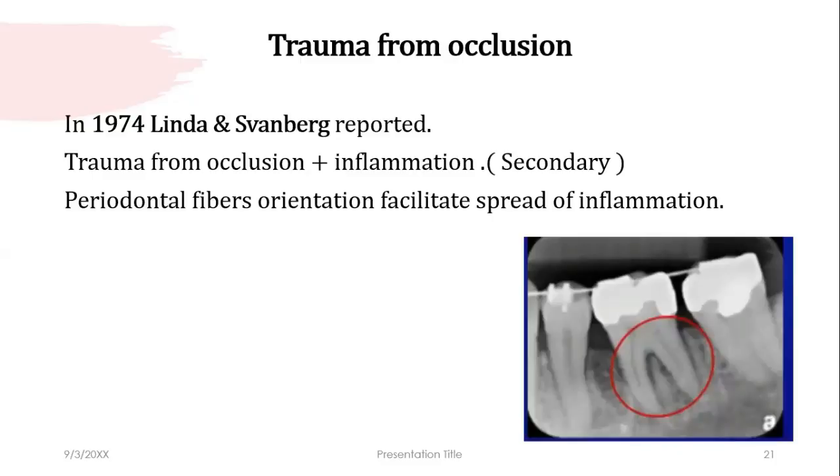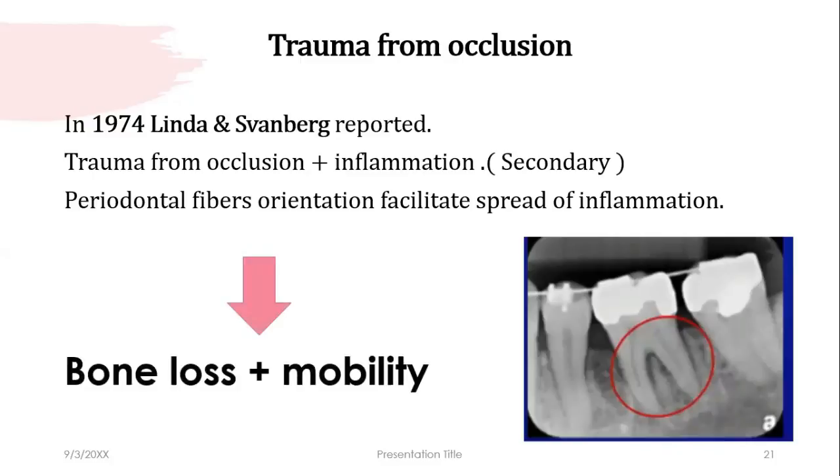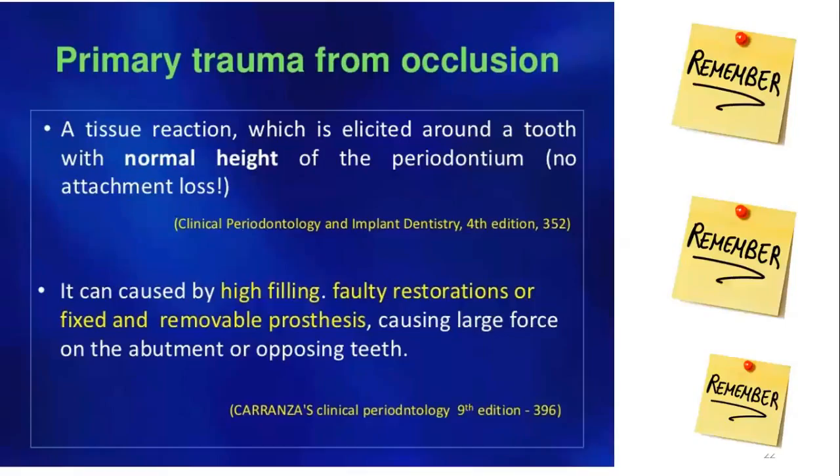When there is traumatic occlusion associated with an inflammatory process, the furcation involvement is much more predictable, leading to bone loss and mobility. In the same line, it's really important for me to differentiate secondary traumatic occlusion from the primary one. The primary is a traumatic process from improper occlusion without inflammation, but secondary traumatic occlusion is associated with inflammation, leading to clinical attachment loss.